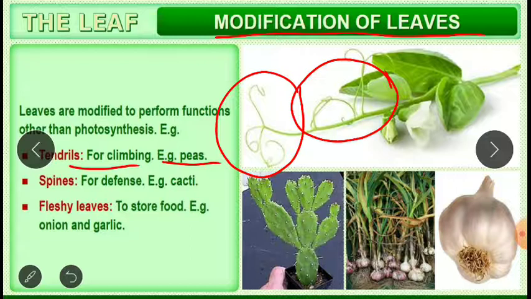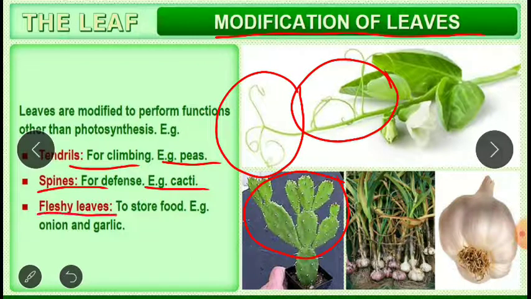Then the leaves can be modified into spines. Spines are present for defense. So they are providing protection. Instead of the leaf, they are forming the spines. An example is the cacti.